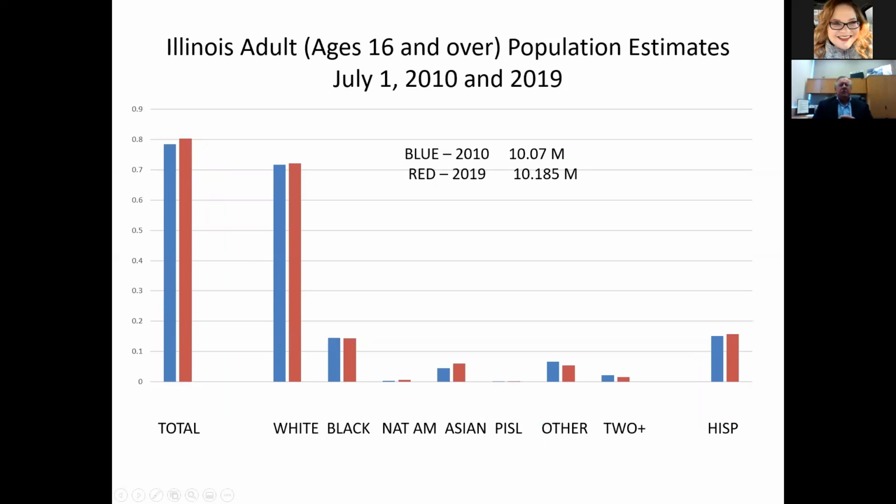With respect to adults, in 2010, Illinois had a little less than 10.1 million adults age 16 and over. In 2019, we had just a little bit less than 10.2 million adults ages 16 and over. As you can see, again, essentially Illinois and the United States are basically the same when it comes to the ethnic distribution of its population over the age of 16.